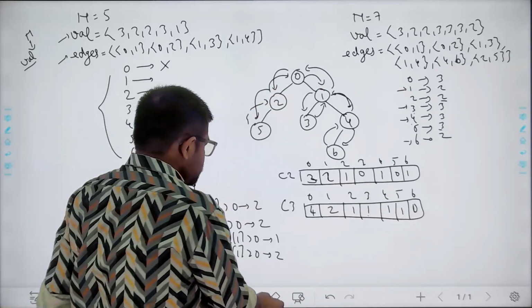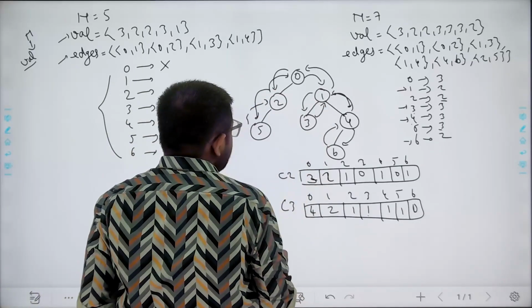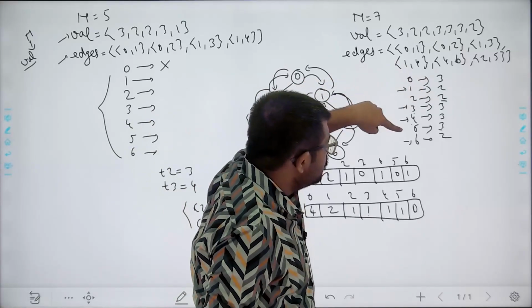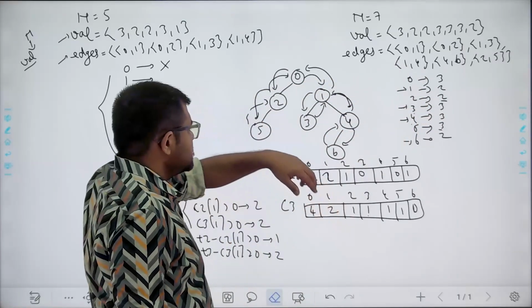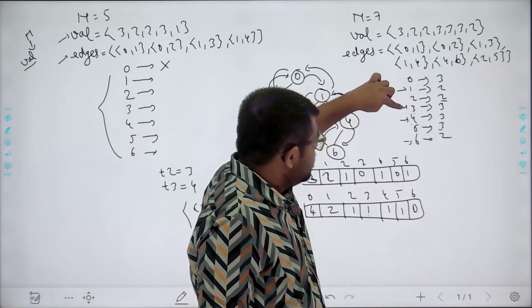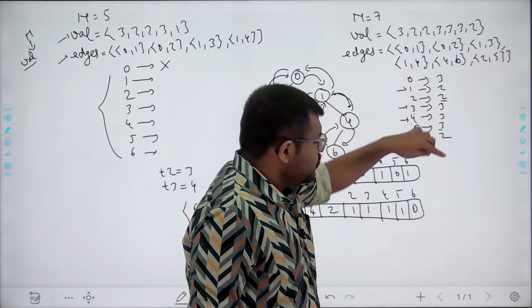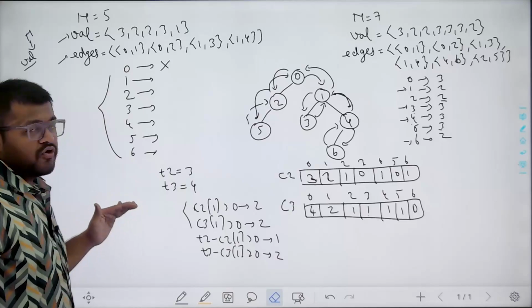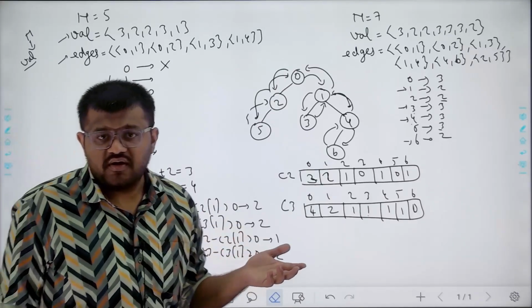For example, if I remove this edge, then 0, 2 and 5 have values what? 3, 2 and 3, which is divisible by 6. And 1, 3, 4, 6 has values what? 2, 3, 3, 2, which is also divisible by 6. So this is a valid split. In this way I'll calculate for all the n minus 1 edges using one for loop.